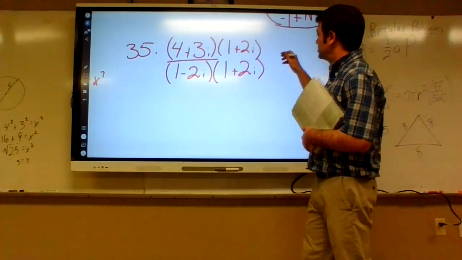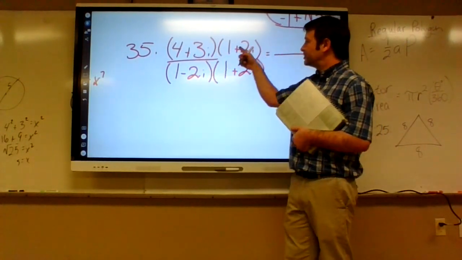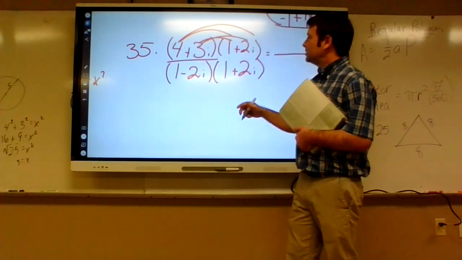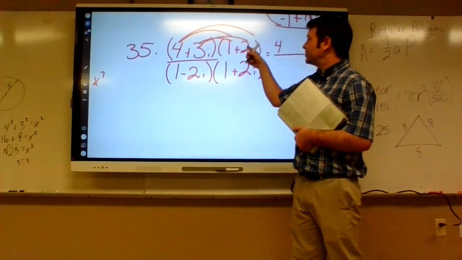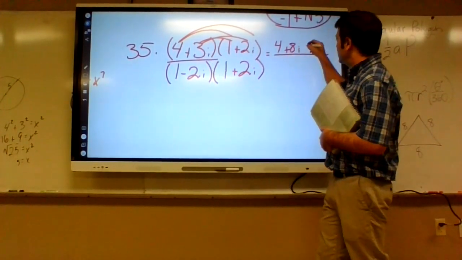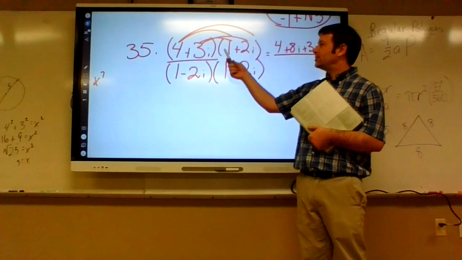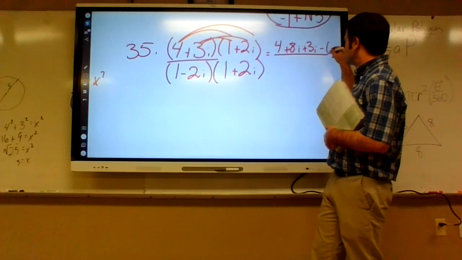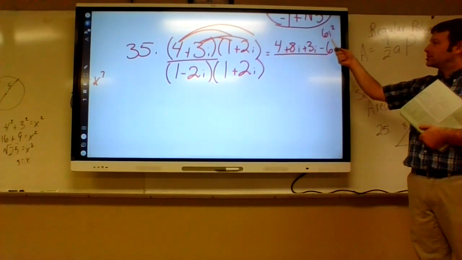Alright, so the top is an actual FOIL problem. So we have to do all those times all those: first, outside, inside, last. First would be 4 times 1. Outside, 4 times 2i. Inside, 1 times 3i. And last is 3i times 2i. What's 3i times 2i? 6i squared, which becomes a minus 6. Remember, i squared turns into a negative 1. So instead of plus 6i squared, it's minus 6.